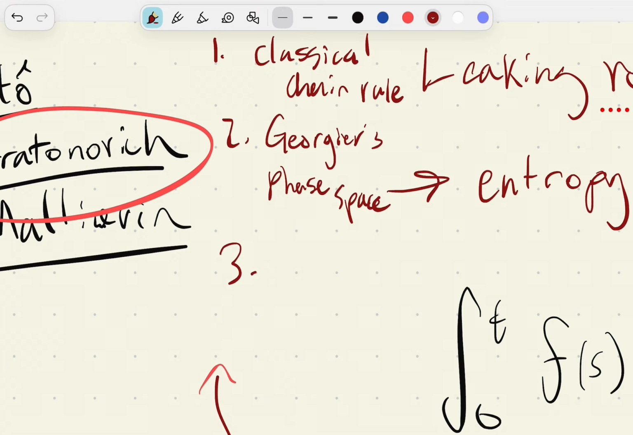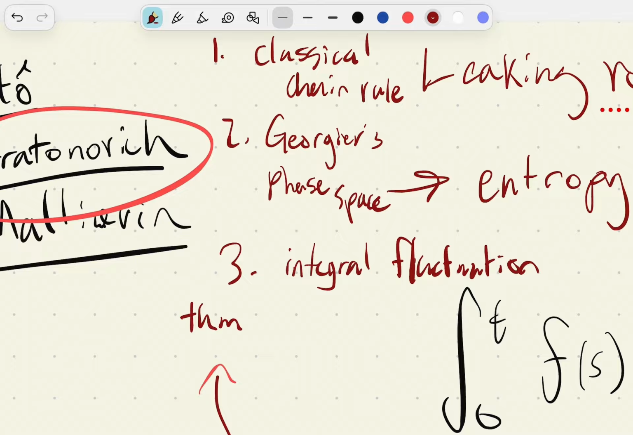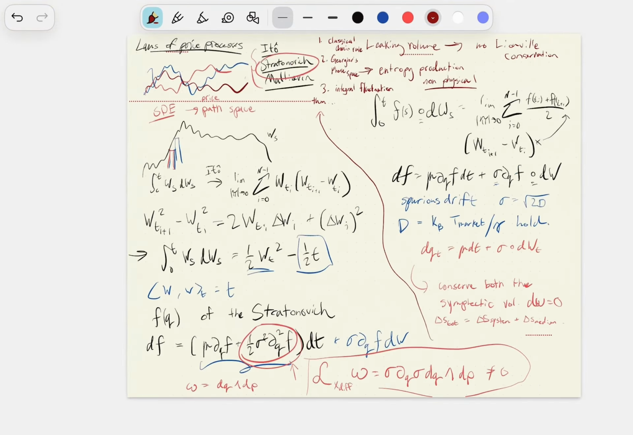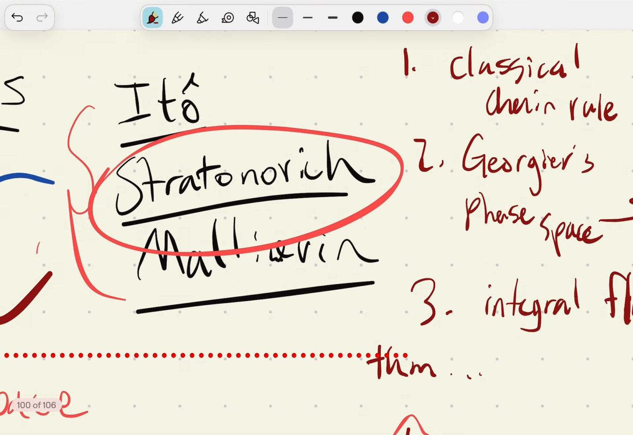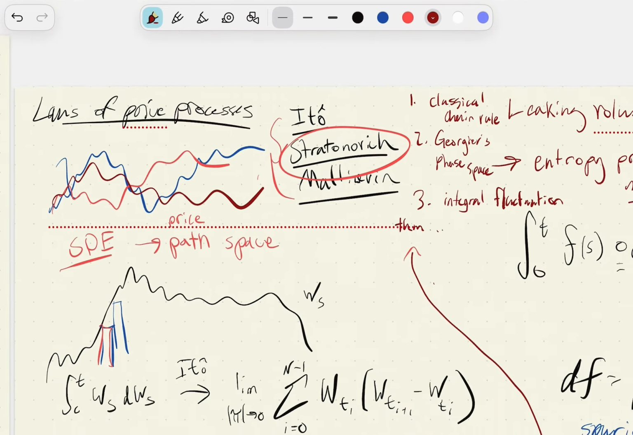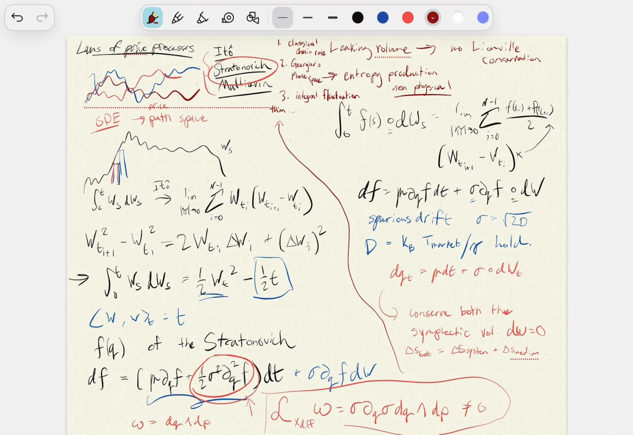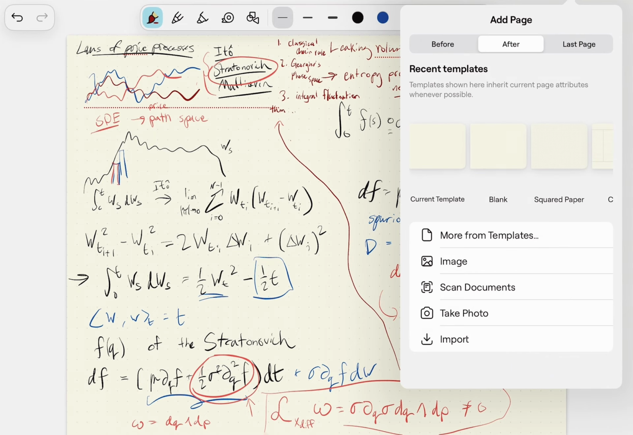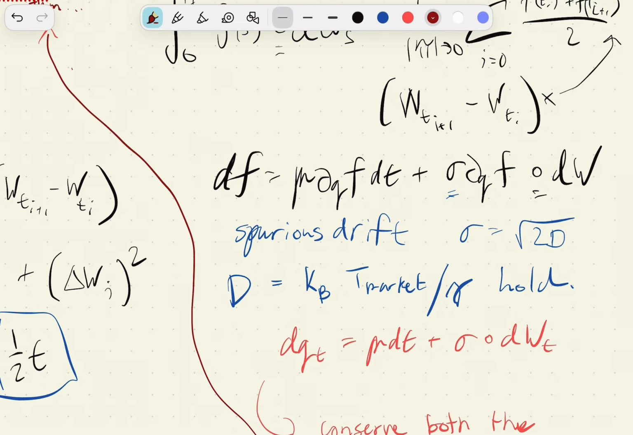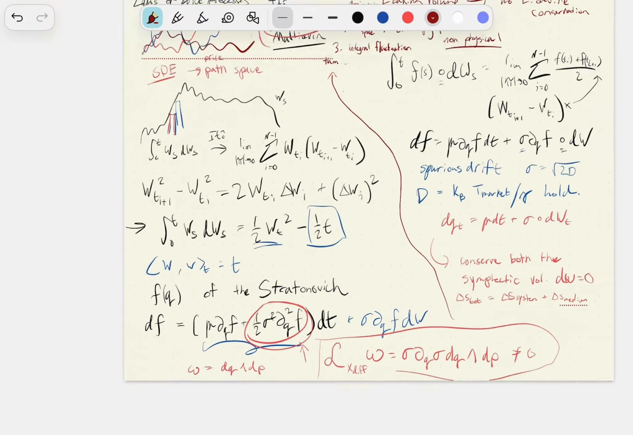It makes the integral fluctuation theorem hold pathwise without any extra drift terms. So that's why we need to choose Stratonovich over the rest of the calculi. Hopefully that justifies enough for you, and you can go through and play around with these things.